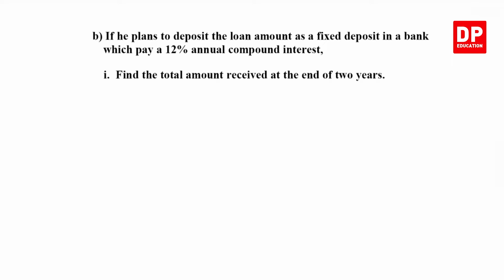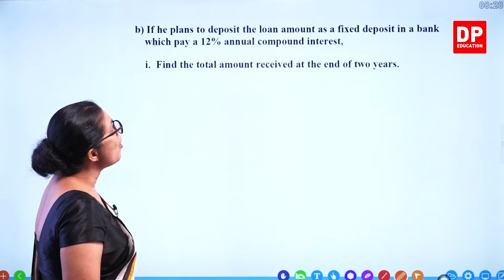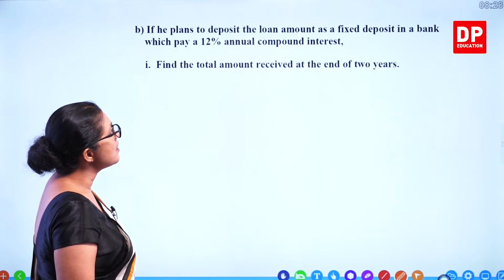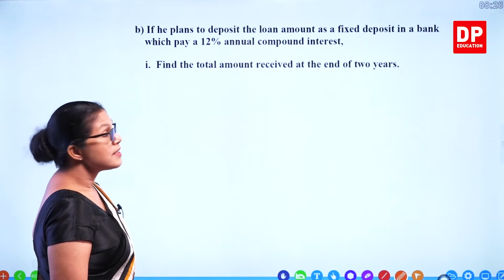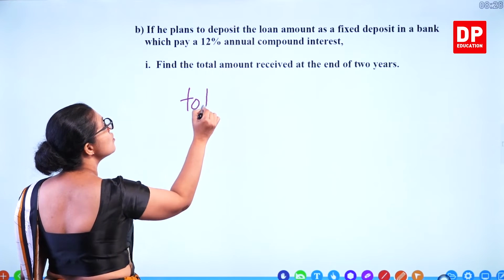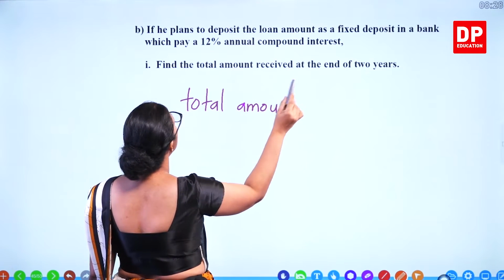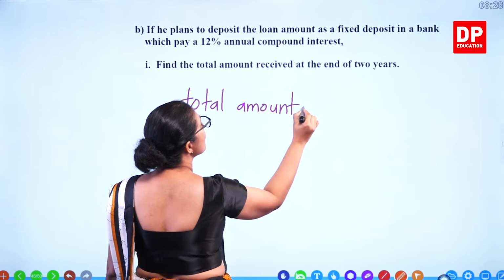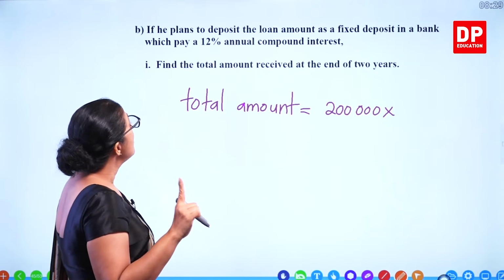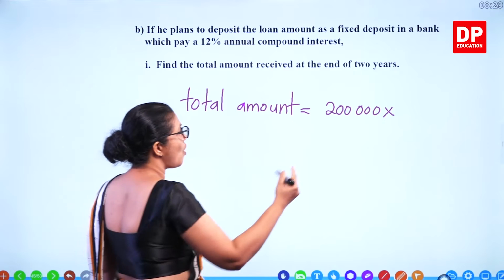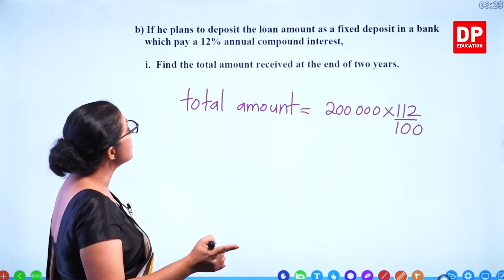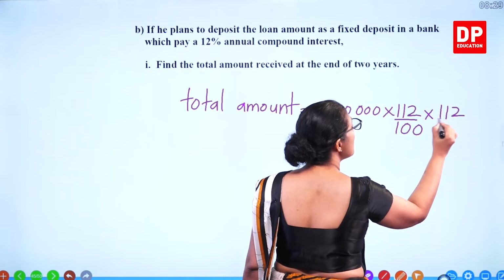We'll look at the second part. That's part B. If he plans to deposit the loan amount as a fixed deposit in a bank which pays a 12% annual compound interest, find the total amount received at the end of 2 years. So the loan amount, same amount, 200,000 rupees. Now it's compound interest. So it asks what's the amount received at the end. What's the amount deposited? 200,000. And this is compounded at 12%. If you give 100, you get 112. So 112 over 100. This is after 1 year. But this is for 2 years, so you have to multiply again by 112 over 100.